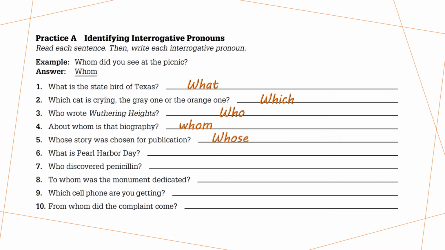Whose story was chosen? It's whose. What is Pearl Harbor Day? And we have finally, who discovered. So who, we are asking for the person, is the interrogative pronoun. So I will leave numbers 8 to 10 as homework. Do it, take a picture and send it to me via Teams.